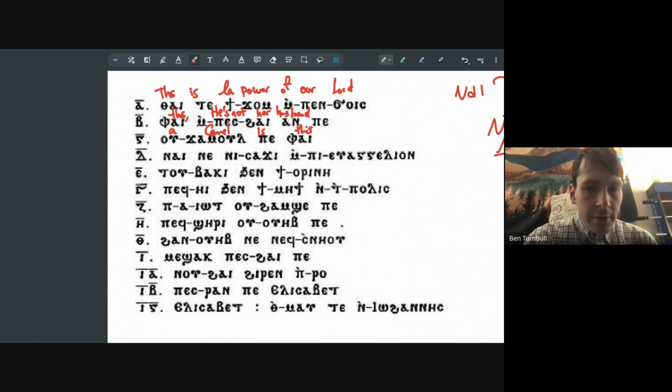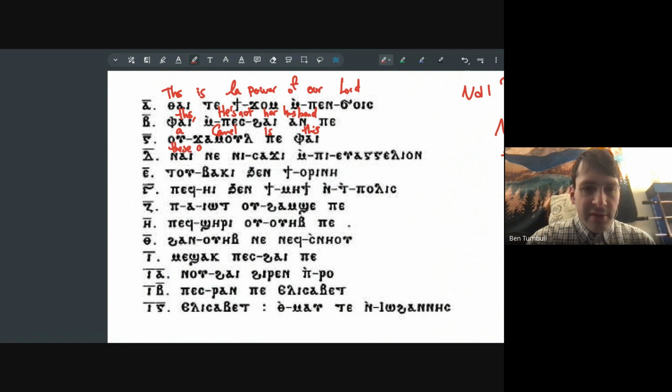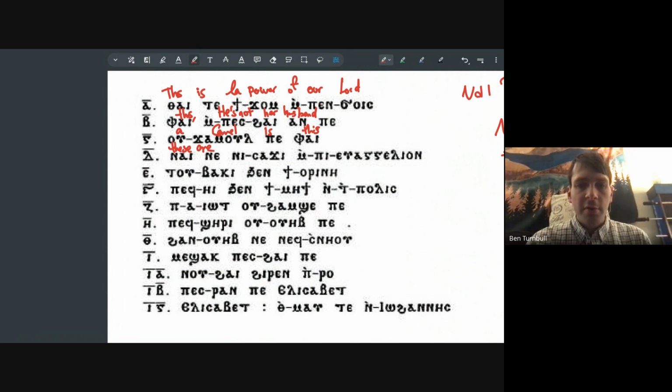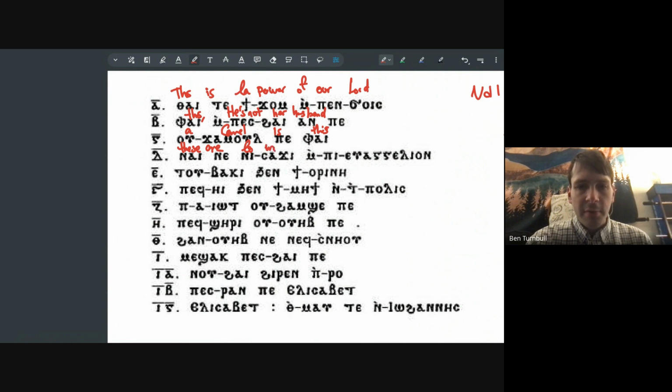Let's see. These are the Saji, the somethings of the gospel. Saji, the most common meaning for it would be words. Words, okay. So these are the words of the gospel. Yes. Okay.